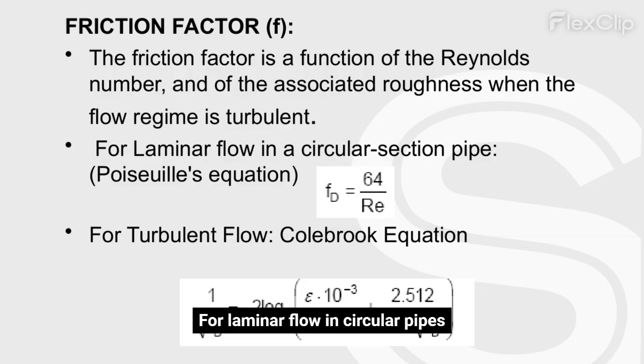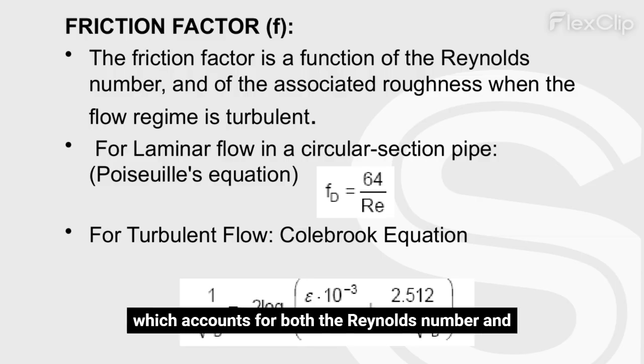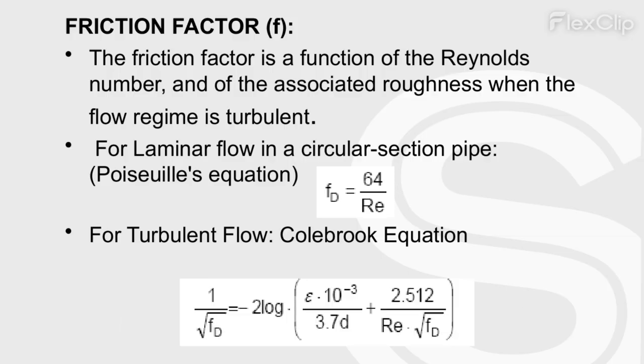For laminar flow in circular pipes, we use Poiseuille's equation, which is straightforward. However, for turbulent flow, we transition to the Colebrook equation, which accounts for both the Reynolds number and the relative roughness of the pipe's internal surface.